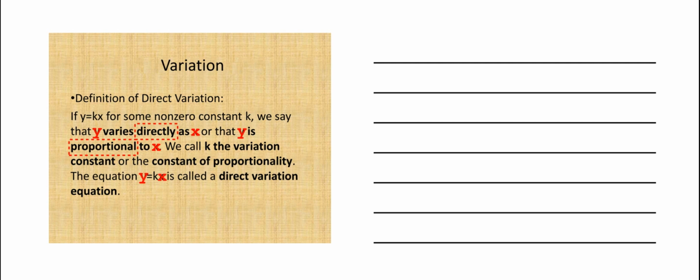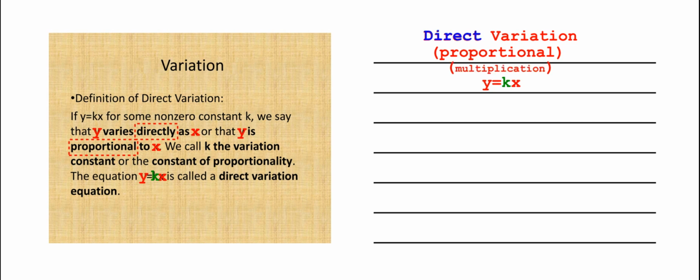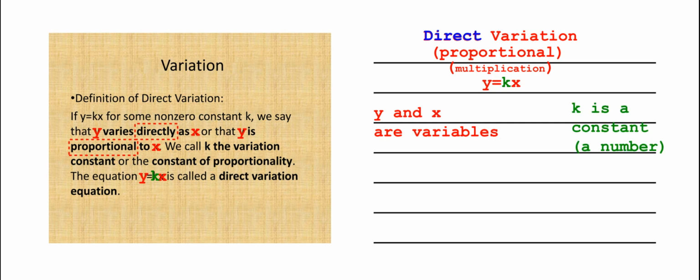So y equals k times x. Notice both y and x are variables. K is the constant. So this is called a direct variation equation. Once again, just a recap statement, direct variation, and it's y equals k times x, the general format of our equation. And we call it proportional, but be careful, this could be multiplication or division, but in this case, since it's direct variation, it implies multiplication. So direct variation, multiply. Notice that once again, y and x are the variables, and k is a constant. In other words, just a number.